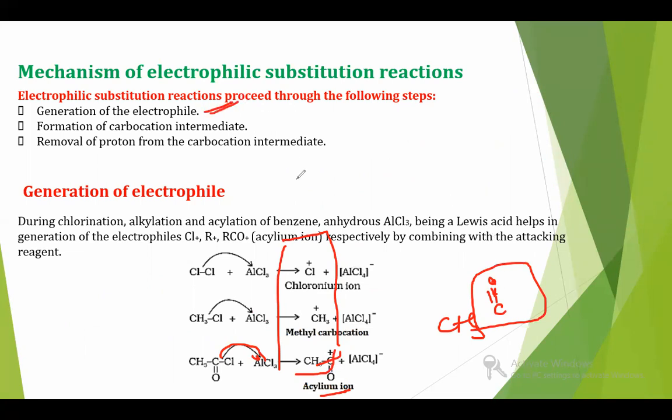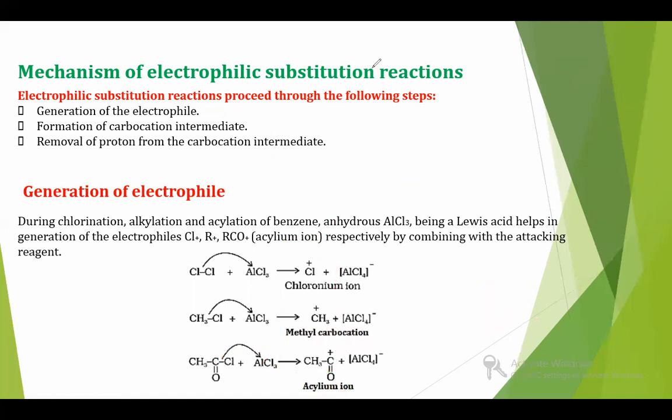First step, generation of electrophile. This formed electrophile is involved in the intermediate. So after the formation, the carbocation intermediate will form in the second step. After this carbocation, next the removal of proton takes place. First step, I hope you are getting it, generation of electrophile.